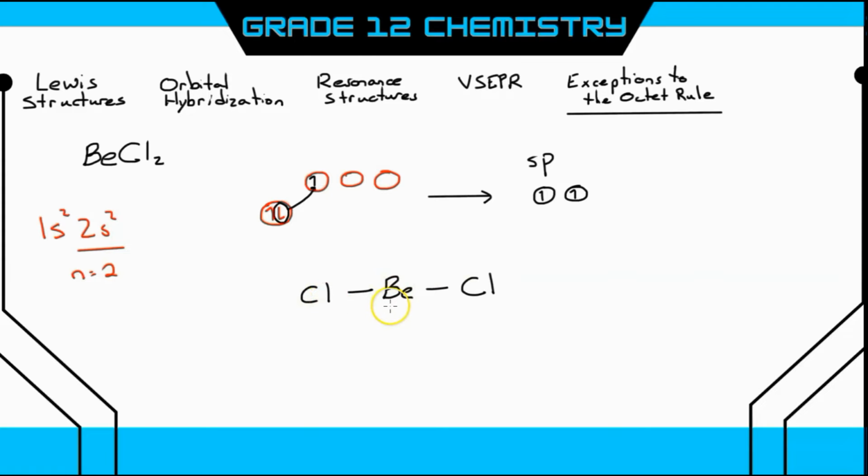So beryllium is happy. Chlorine, to be happy, we need some more electrons here. All right, so that's it. That's done. You can double check your available and used electrons, which would be 16 electrons. So we're all good. Now this shape, according to our VSEPR theory, looks like a straight line. So we call it linear.